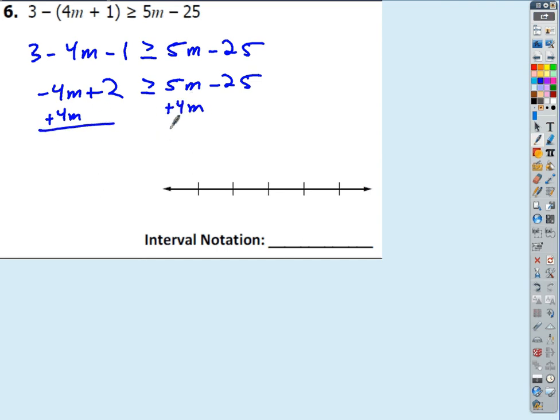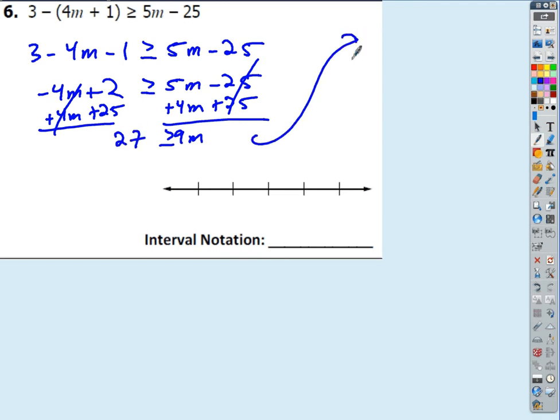If the variables are going to the right, where do the numbers go? Another direction. So we get, what, 9m on the right side, and what do we get over here? 27. And so what can I do to simplify? Divide by 9. Okay. So I'm going to get 3 on this side.